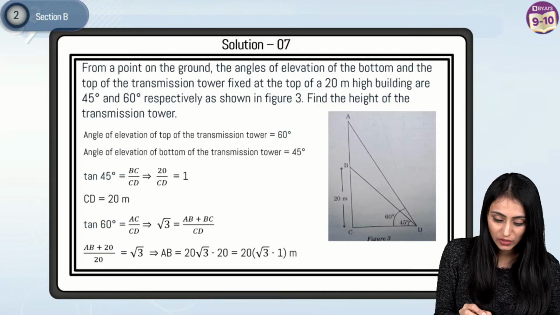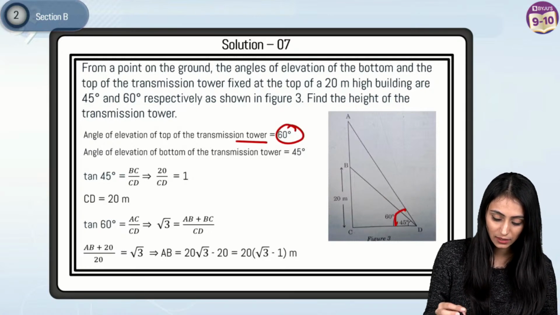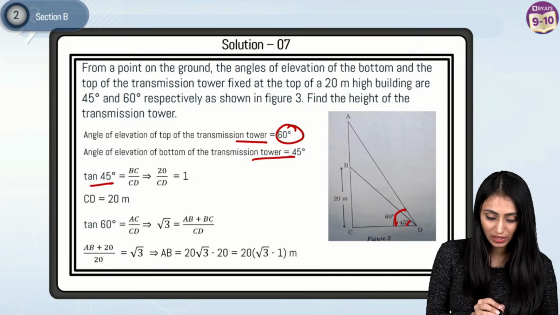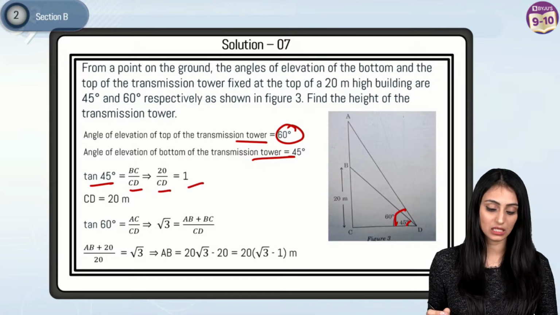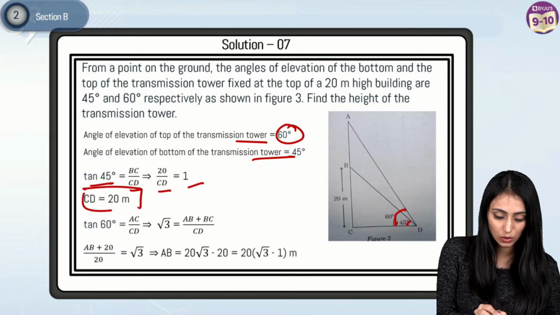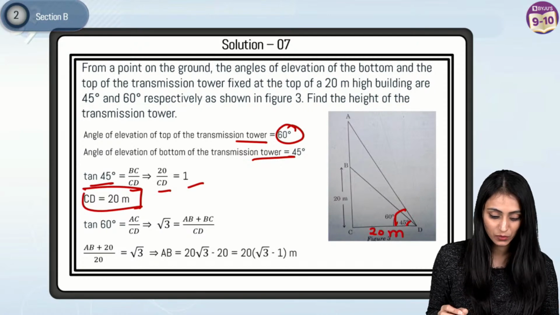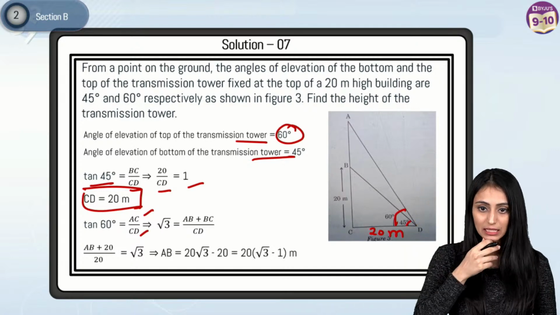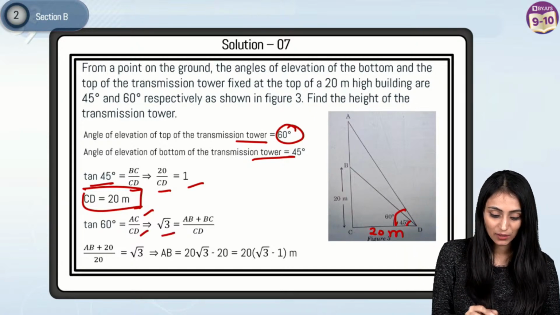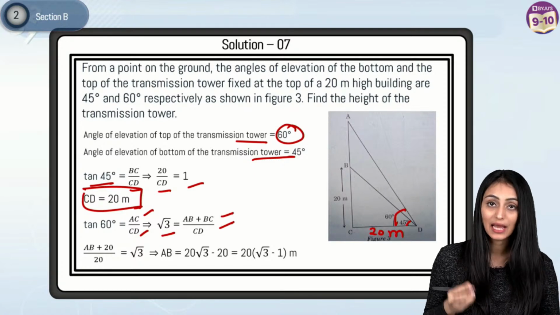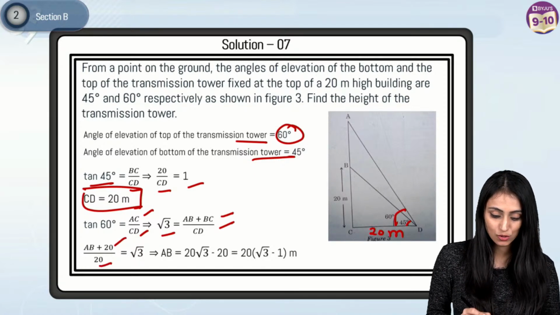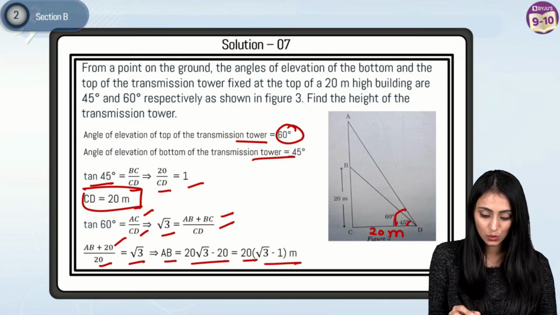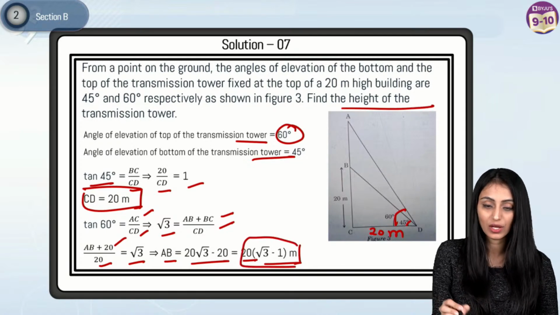So the angle of elevation of the top of the transmission tower over here is 60 degrees, right? And the bottom of the transmission tower, that's 45 degrees. So we can say that tan 45 degrees would be BC by CD. So 20 by CD is equal to 1, because tan 45 degrees is 1. CD would be 20 meters. So I have this CD now, right? Similarly, tan 60 in the bigger triangle would be AC by CD, perpendicular by base, right? So that would be root 3 equal to AB plus BC by CD. I can put BC here, that's 20, and CD is also 20, equal to root 3. On simplifying, we get AB equal to 20 root 3 minus 20. So 20 times root 3 minus 1 meter, that's the height of the transmission tower.